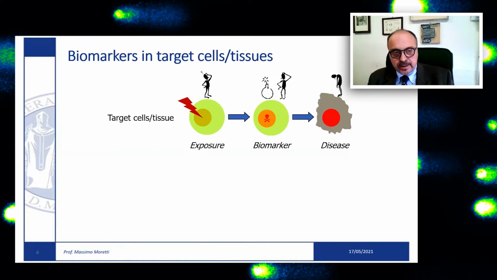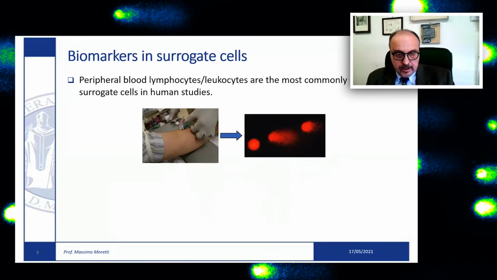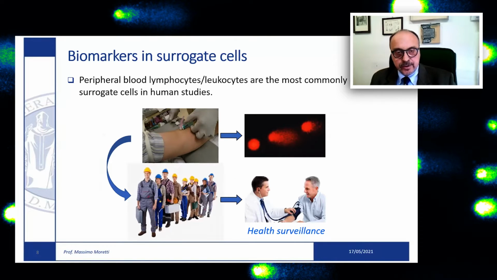Also in this case, as Stefano has already stated, the best scenario is that the biomarker is evaluated in the target cells or target tissue. But sometimes this is not possible, so we have to use surrogate cells. The most used surrogate cells are peripheral blood lymphocytes and leukocytes, because they are very easy to obtain.